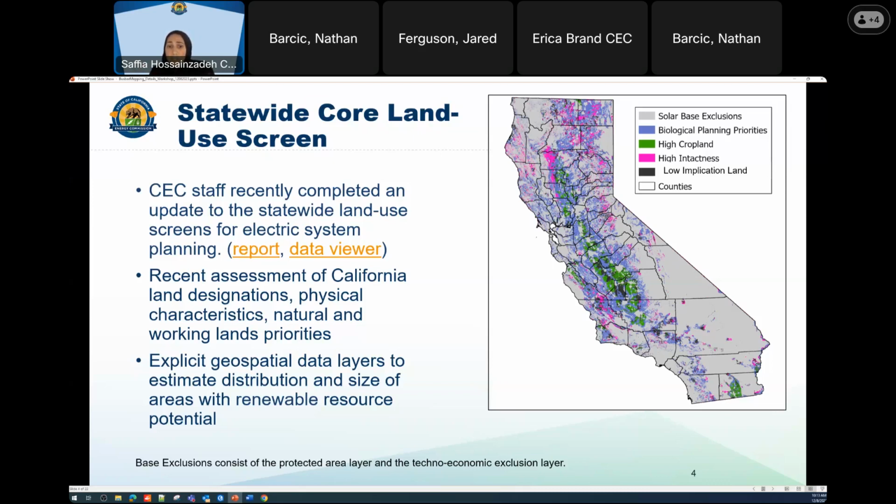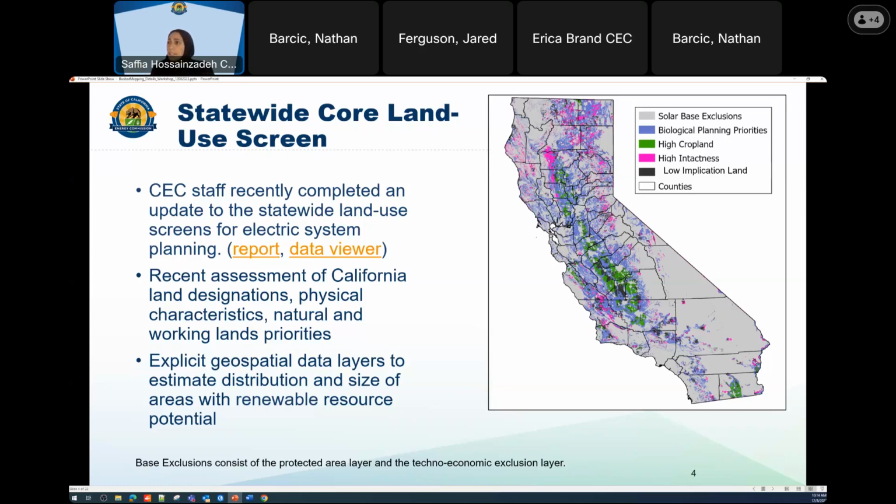The way we summarized all of this spatial information about the land and environmental conditions is that we categorized these exclusions into the categories you see here: the base exclusions, the biological planning priorities, high intactness, and high cropland areas for solar.